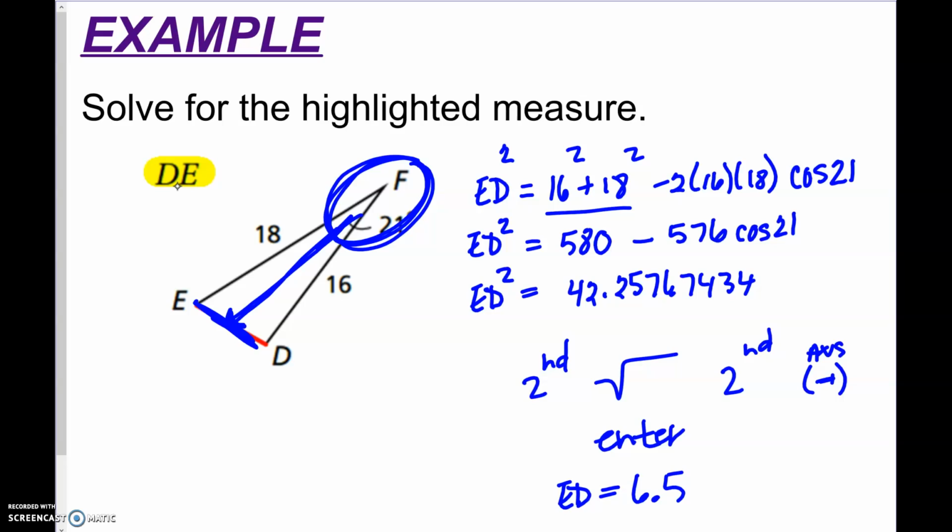So really you could just plug all of that right into your calculator, but at the very end you have to remember to take your square root. The answer is not the 42.3. You have to take the square root of that, and ED is 6.5.